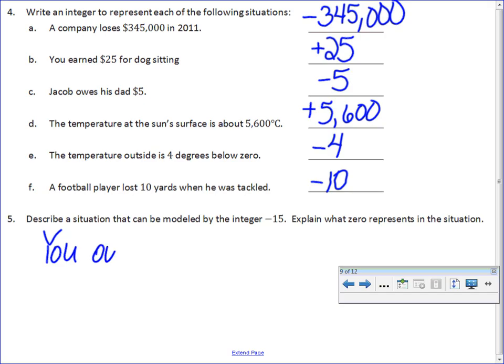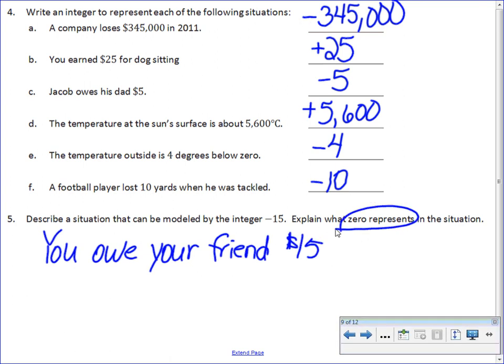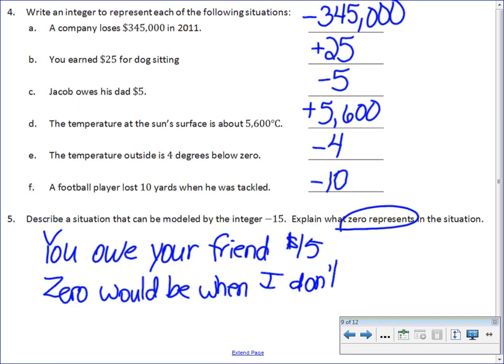You owe your friend $15. But what would the 0 represent? 0 would be when I don't owe any money. So 0 would be like we're even, Steven. I don't owe you money. You don't owe me money. Everything is balanced. We don't owe anybody money. Yeah, even Steven. Okay?